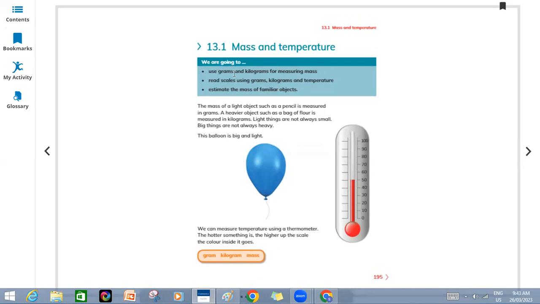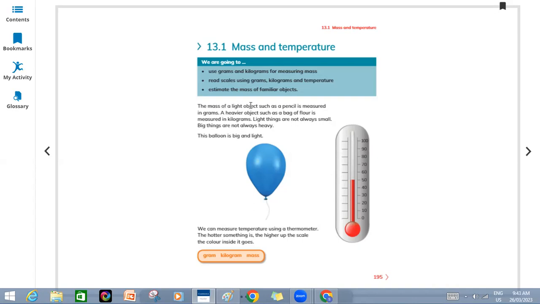We use grams and kilograms for measuring mass. Grams are smaller than kilograms. Read scales using grams, kilograms, and temperature. Estimate the mass of familiar objects. Here, this is called a thermometer, and we are going to measure mass, and we are also going to learn how to measure the temperature of things.